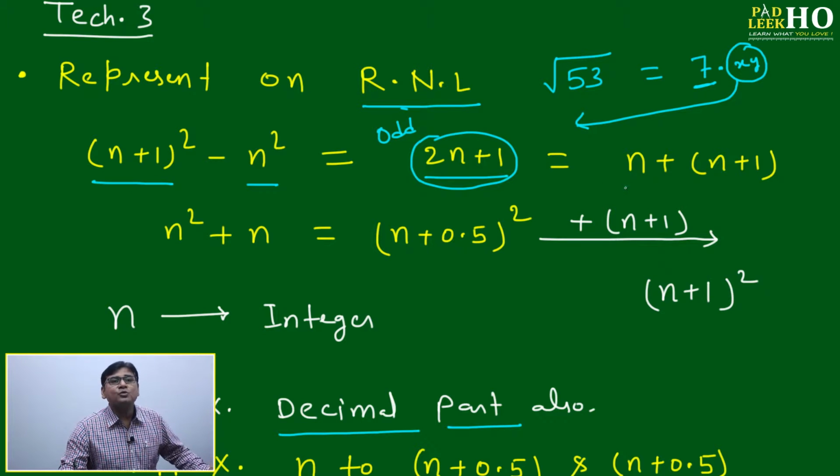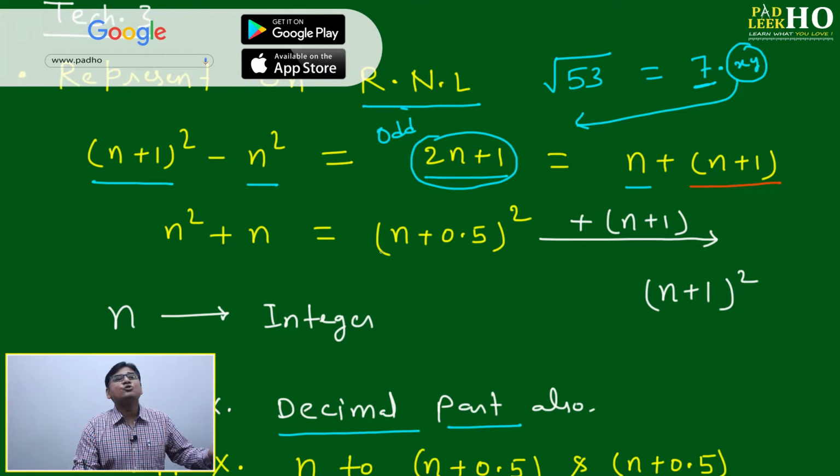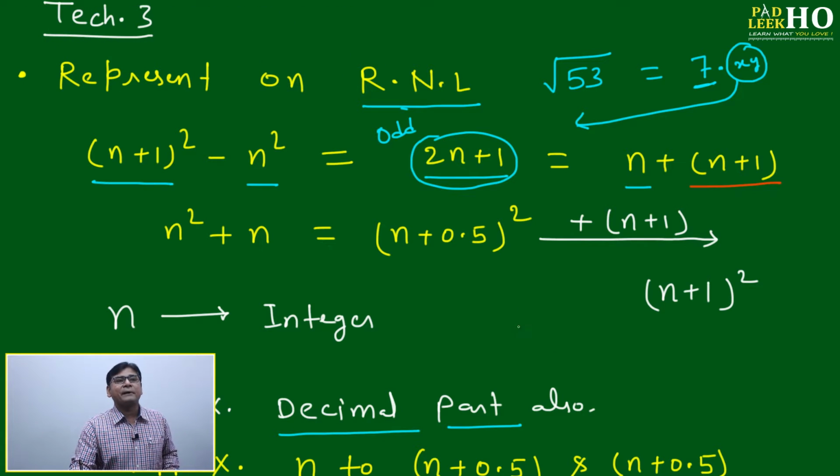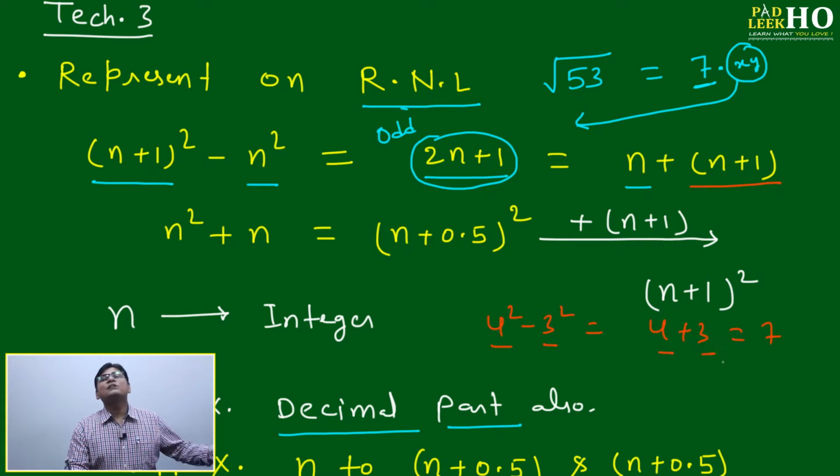Or 2n plus 1 you can write in a different format, like n plus n plus 1, or you can say the sum of these numbers. n plus 1 square minus n square will always be equal to the sum of these numbers, that is n plus n plus 1. This is a simple concept. The difference between two consecutive square numbers will be equal to the sum of those numbers. You can take any example: 4 square minus 3 square is 16 minus 9, which is 7, and 4 plus 3 is 7. So the difference between two consecutive square numbers will always equal the sum of those numbers.